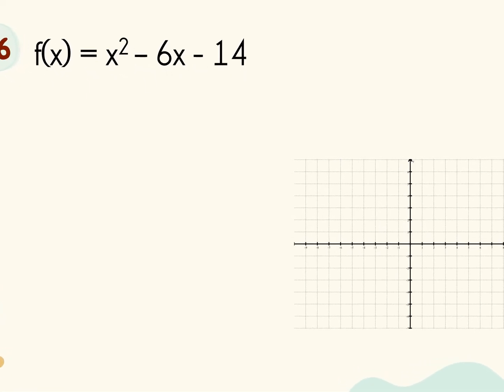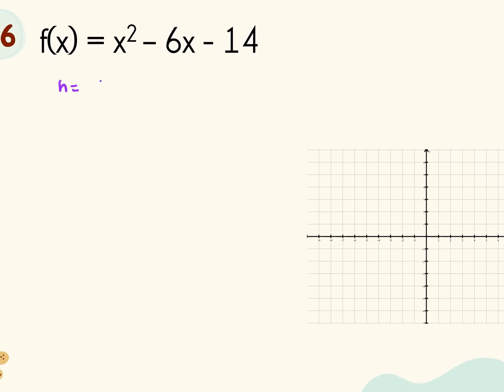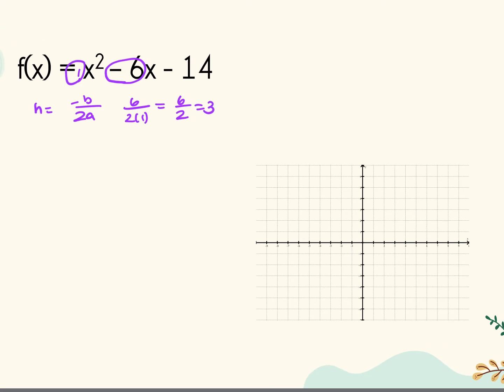Now this is in quadratic form, right? It's not in standard form, so I can't just pull out the h and the k. I have to do negative b over 2a. So the h is equal to negative b over 2a. Here's my b. B is negative 6, which means negative 6 would be 6 over the a is 1, so 2 times 1 equals 6 over 2, which is 3. That's the x coordinate of my vertex.